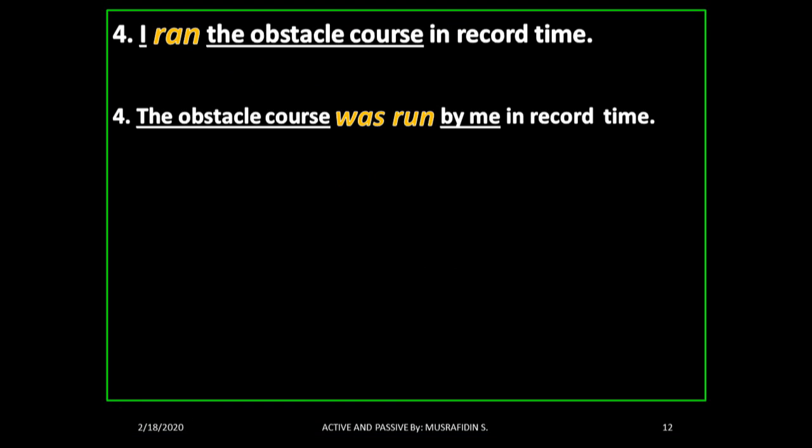Example number 4. I ran the obstacle course in record time. Ran is verb 2. Therefore we have was run. The obstacle course in active becomes the subject in passive. I, the subject, becomes the object in passive.